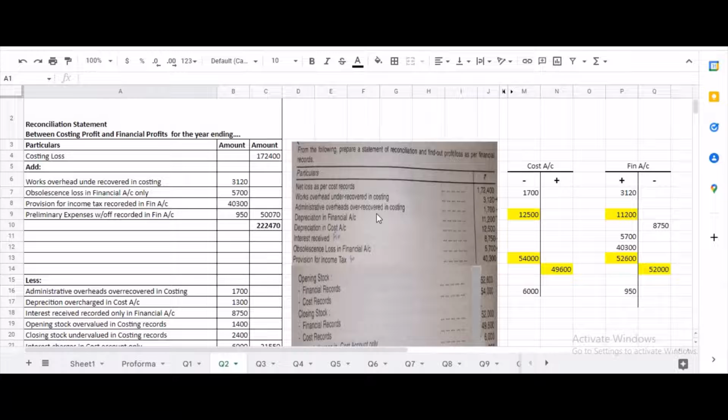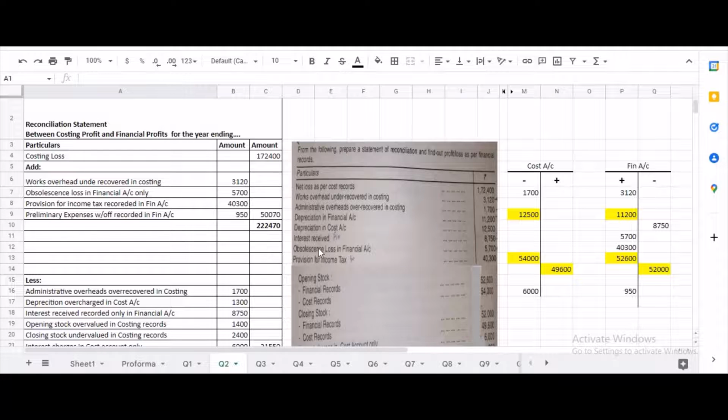Administrative overhead over-recovered in costing should be debited, or minus, from the costing account. Overhead is over-recovered more, so it should be minus from the financial account. Depreciation in the financial account should be added: 11,200. 1,700 should be minus as it is administrative overhead.